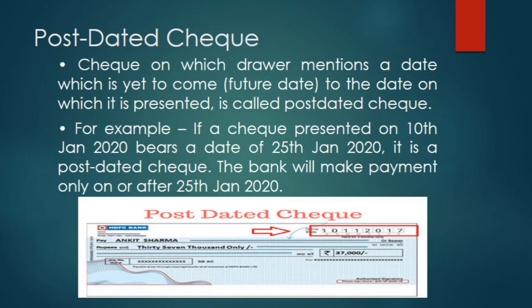Next is post-dated check. A check bearing a later date than the one on which it is actually issued is called a post-dated check. Such checks are payable only on or after the particular date mentioned in the check arrives. For example, if a check presented on 10th January 2020 bears a date of 25th January 2020, it is a post-dated check. The bank will make payment only on or after 25th January 2020.